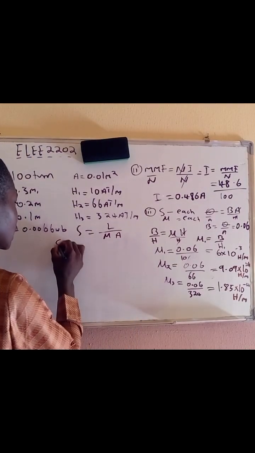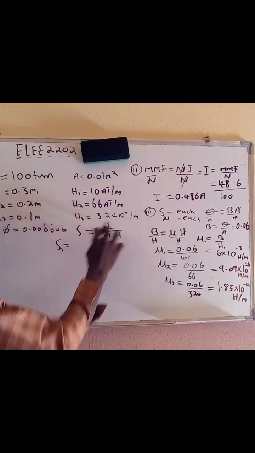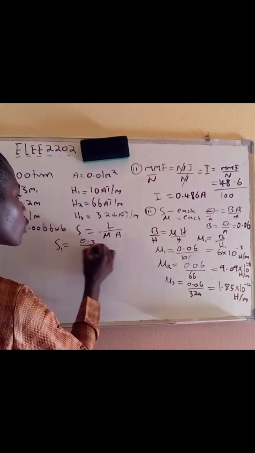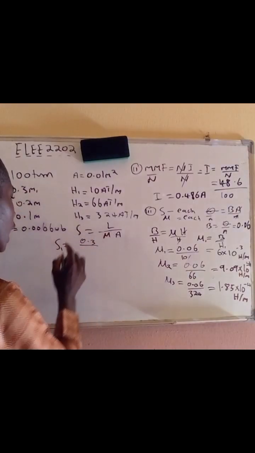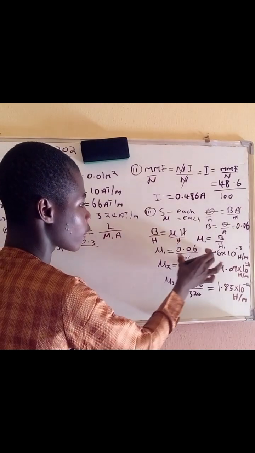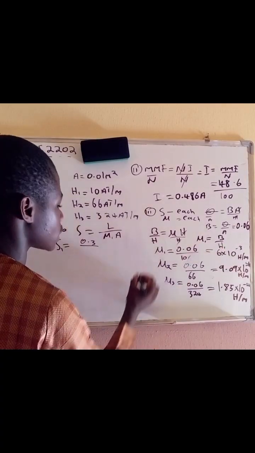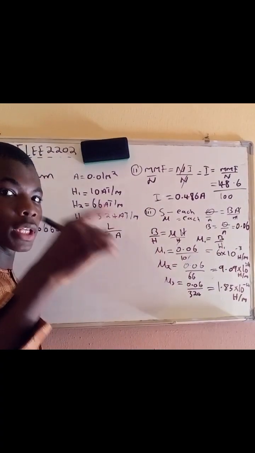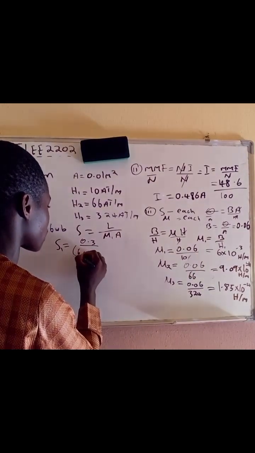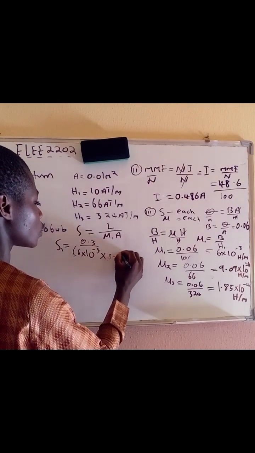So for the first reluctance, we use the first length, which is 0.3, over the first mu, which is 0.006. We can just put it as 6 times 10 exponential of -3, multiplied by the area, which is 0.01.